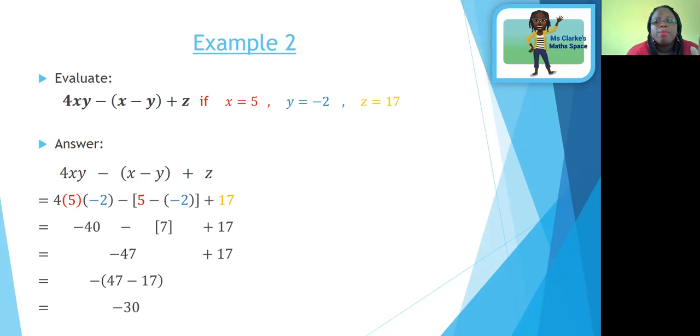So I took my time in terms of going through it. I'm just going to allow you to pause and see how I would have grouped it and used the colors. The red denoted for X, the blue denoted for Y, and the yellow denoted for Z. And see if you can see how we did the substitution and then how we eventually simplified and evaluated this algebraic expression.